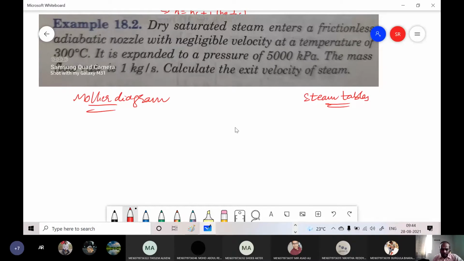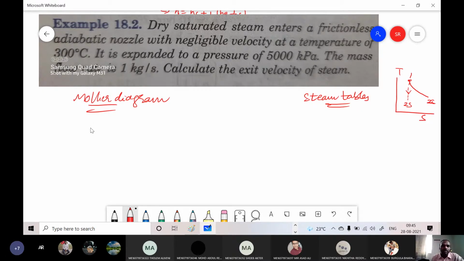So in the Mollier diagram, as I explained yesterday, first we need to select the initial point where the given pressure and temperature intersect. As we know, the expansion of the steam in a nozzle is an isentropic process. This is the actual case, 1 to 2a, whereas this is 2s, the isentropic process. Therefore, first we locate this point, and then we drop the perpendicular till the exit pressure.